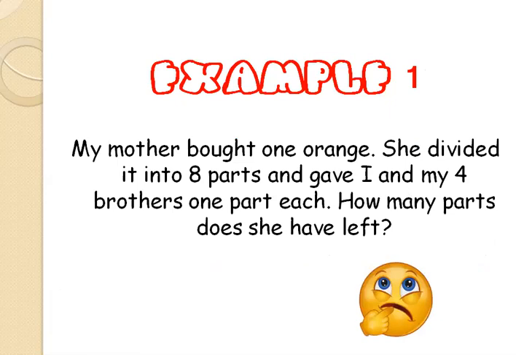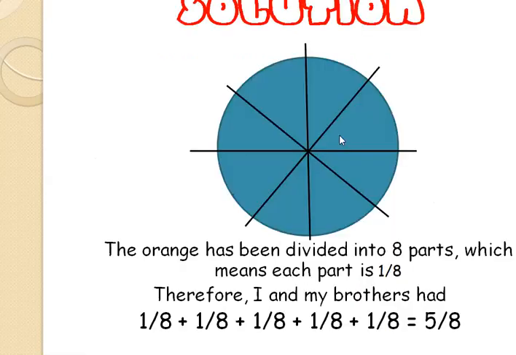All right, let's look at this example. My mother bought 1 orange. She divided it into 8 parts and gave me and my 4 brothers 1 part each. How many parts does she have left? So let's look at that. Me and my brothers, making how many of us? 5 of us. So if she's giving 5 of us a part each, that means she has given us 5 parts. So how many does she have left?